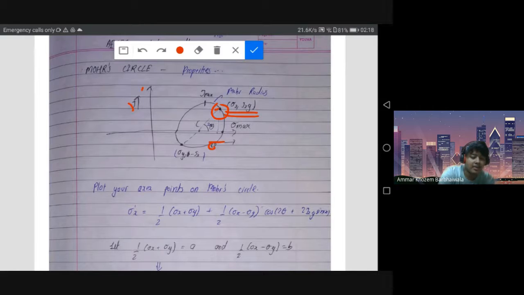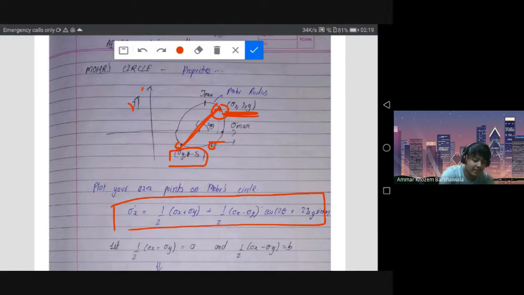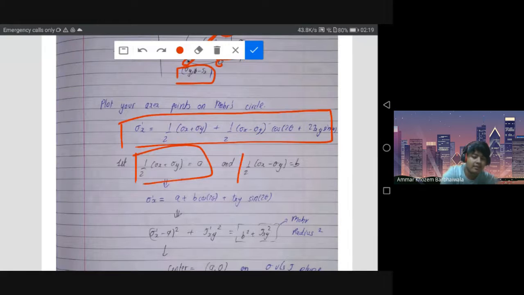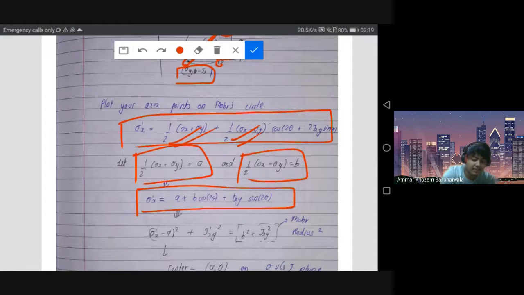We plotted sigma x and tau xy on this, and we also plotted it in the opposite direction, with sigma y and minus tau xy. We know that sigma x prime is equal to half of sigma x plus sigma y, and so on. We can consider half of sigma x plus sigma y as another constant a, and half of sigma x minus sigma y as b, since it occurs here. Considering them as new constants, we get sigma x prime is equal to a plus b cos 2 theta plus tau xy sin 2 theta.